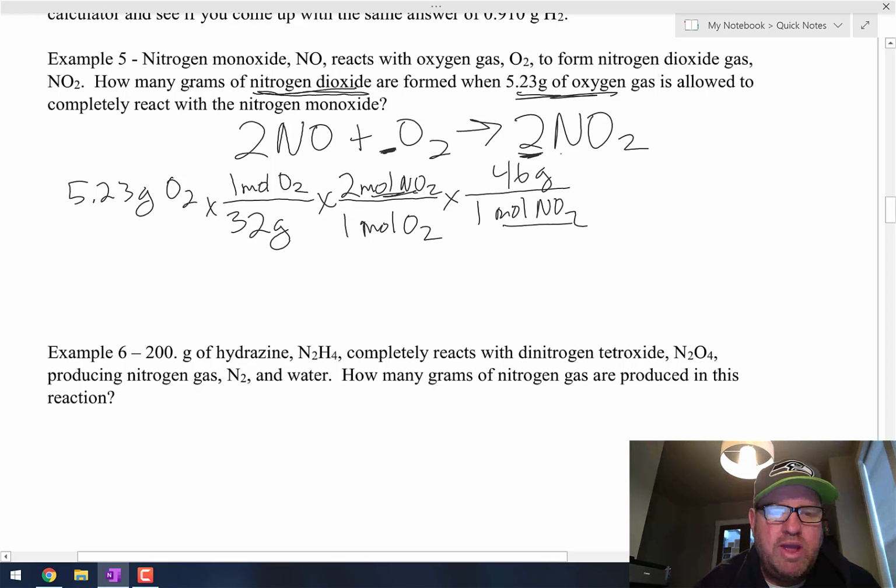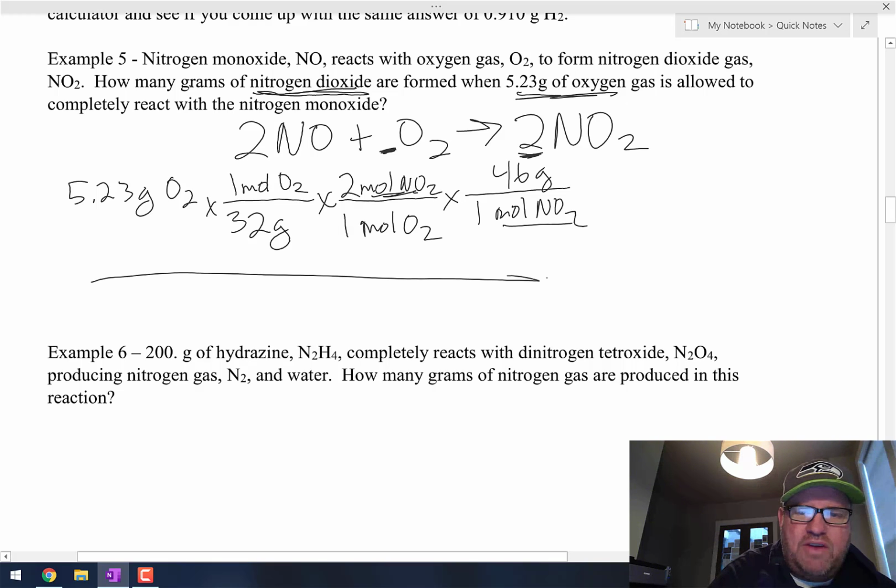So now I just go to my calculator, and I start from left to right. Things that are on the bottom, I divide. Things that are on the top, I multiply.